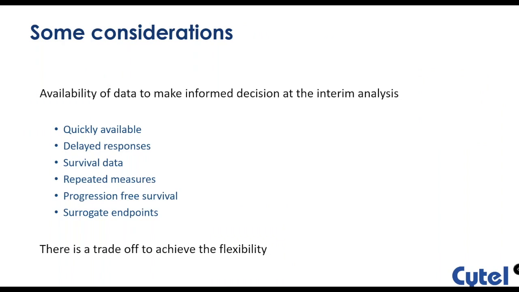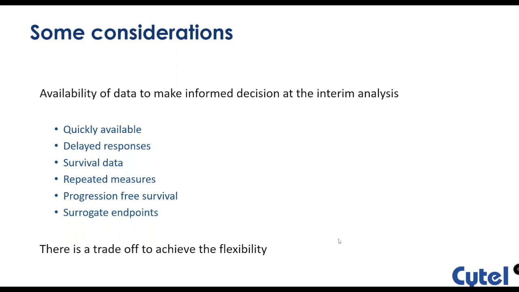So just a few considerations about how we might make this choice. Essentially, we need data to be available such that we're making an informed decision at the interim analysis. So that is data that is perhaps quickly available. In that case, there's not a long delay between the recruitment of a patient and the observation of their primary endpoint. So we can make an informed choice based on that patient quite quickly.